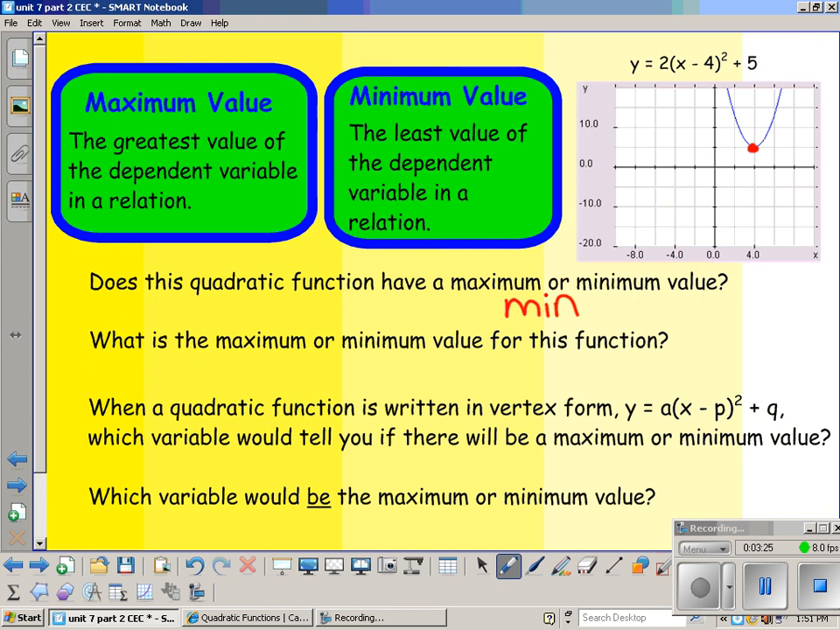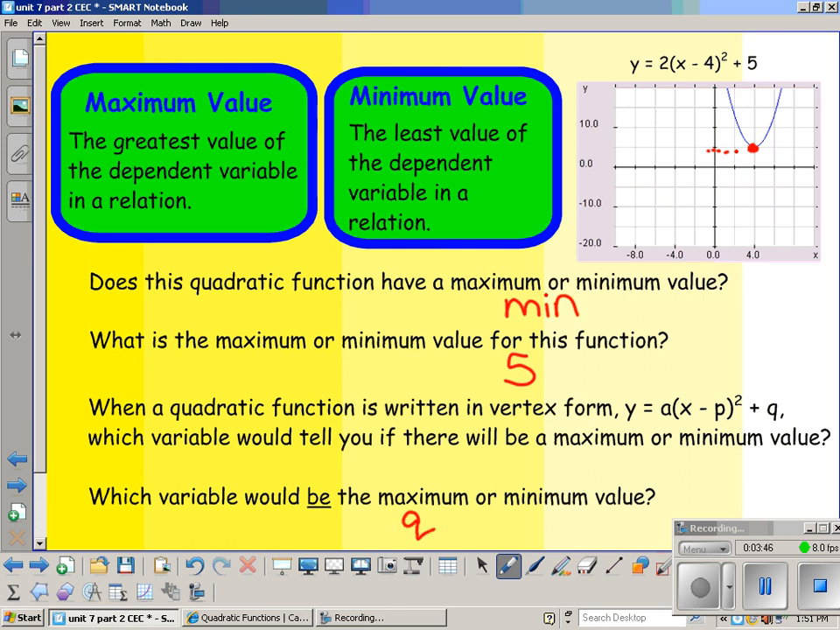What is that minimum value? What is this y coordinate? It is 5. Where does that 5 come from in our equation? It comes from the q value. So the q value is your maximum or minimum.